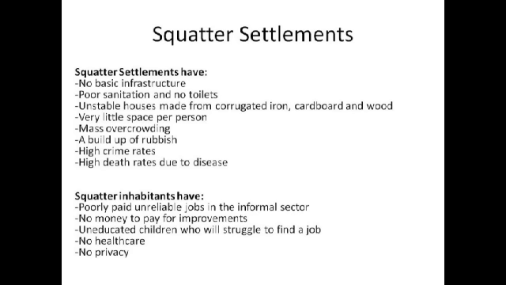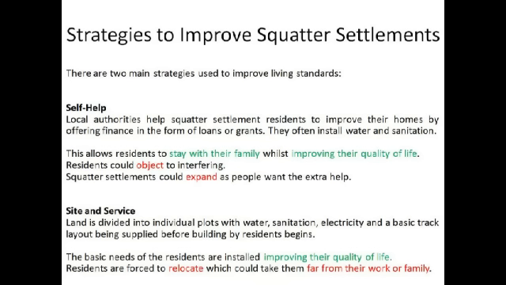Squatter settlements tend to have poorly paid and unreliable jobs in the informal sector, no money to pay for improvements, so it's going to be stuck like this. Uneducated children that will struggle to find a job in the future, no healthcare, so high death rate, and no privacy because everyone can see what you're doing. If they don't like you, they can literally just push over your house and it will fall over. So it's quite a bad way to live. Though actually, I've heard that people in squatter settlements are really happy and enjoy their lives. So good for them.